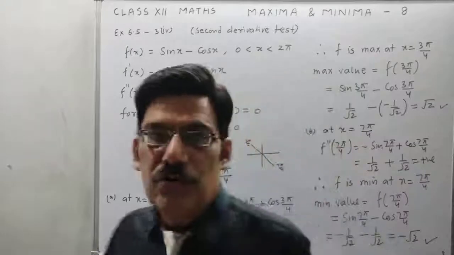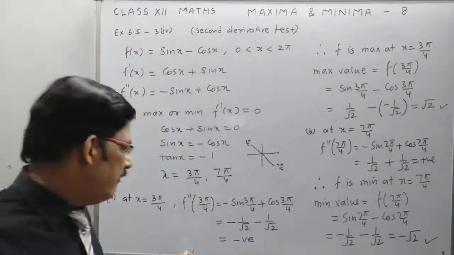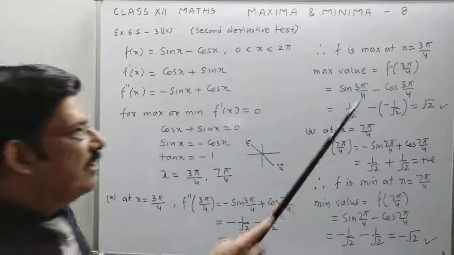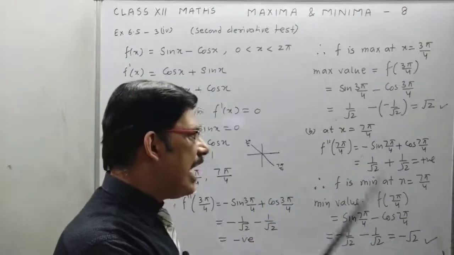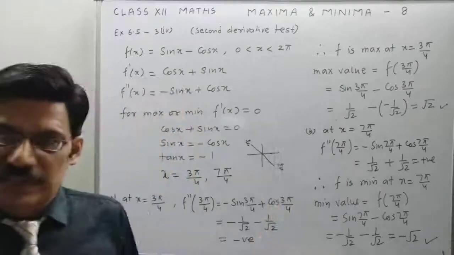So we have 2 points. x is equal to 3 pi by 4 is the maximum point. The maximum value is root 2. And the minimum value is minus root 2 at x is equal to 7 pi by 4. That is all.